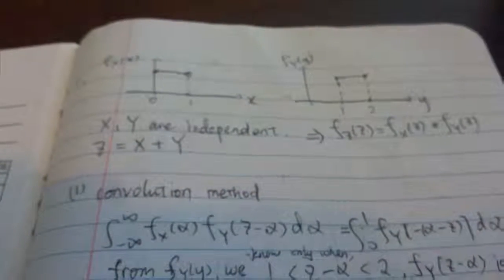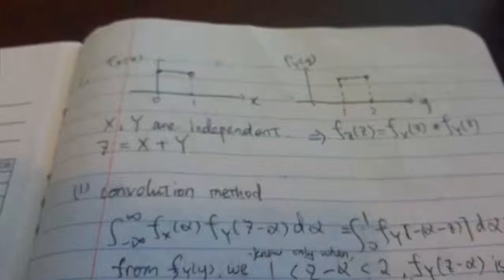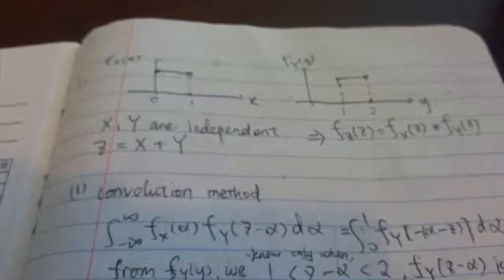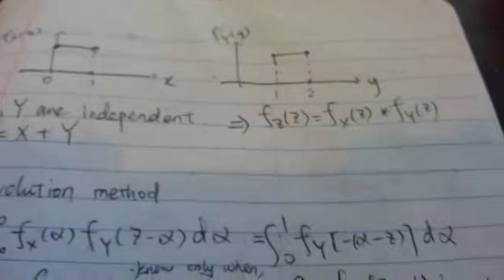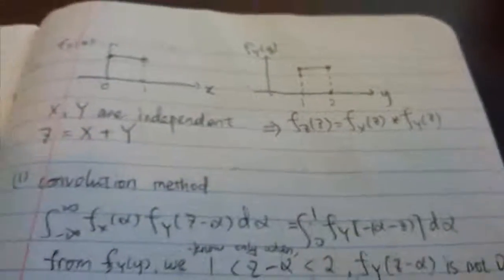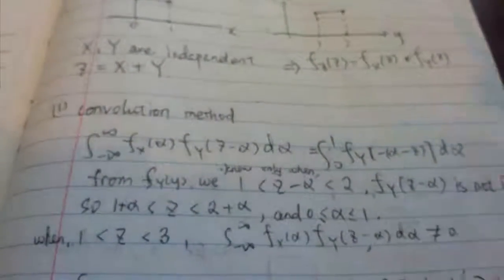We're given that x and y are independent, and z equals x plus y. We need to find f_Z of z, and we know that f_Z of z is the convolution of f_X of z and f_Y of z. So the first question is we need to use the convolution method. We write the formula here.